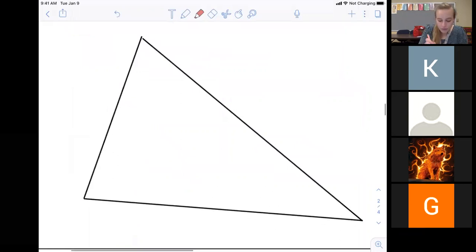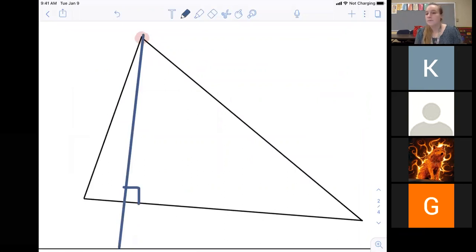Remember, we go from vertex to perpendicular. So I want to go from vertex to the opposite side. It looks like right about there is a 90-degree angle. If we were in class, we'd have protractors and compasses, and we'd do all this exact measurement, and it could take a full day of class, if not more. We're just guessing. So you may not have a perfect 90-degree angle, but we're just trying our best. I'm gonna do this from all of the vertexes.